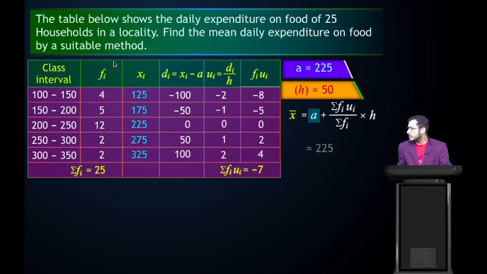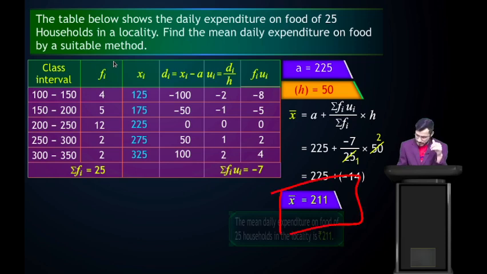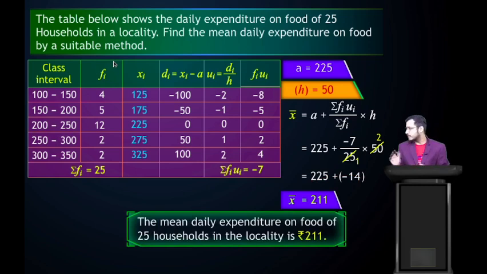Now using the formula x bar is equal to a plus sigma fu by sigma f into h, that is 225 plus minus 7 by 25, into 50. So 50 by 25 is 2, and minus 2 into 7 is minus 14. So 225 minus 14, so x bar is equal to 211. That is the answer. The mean daily expenditure on food of the 25 households in the locality is 211 rupees.